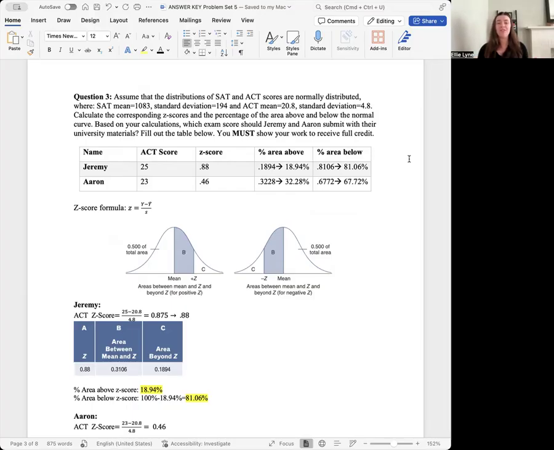And especially if you're finding it difficult to use a standard normal table, I am more than happy to sit down with you and explain that. So please just shoot me an email. I am more than happy to sit down with you.